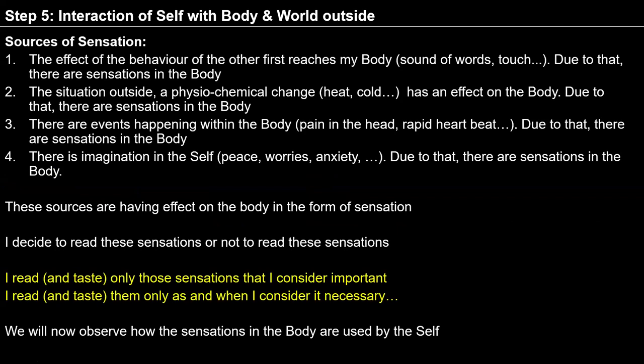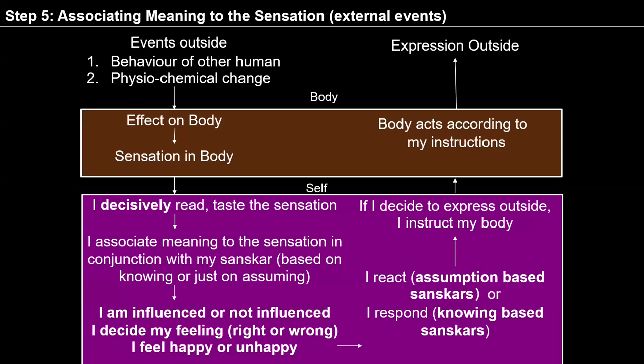With this, in step 5, we are trying to see sensation from different sources. Sensation taking place in the body from different sources. So we discussed 4 possible sources. And once I read sensation in the body, we have seen that decisively I read the sensation. Then I associate meaning to the sensation in conjunction with my sanskar. That may be based on knowing or assuming. I get influenced or I will not get influenced. It depends on my sanskar.